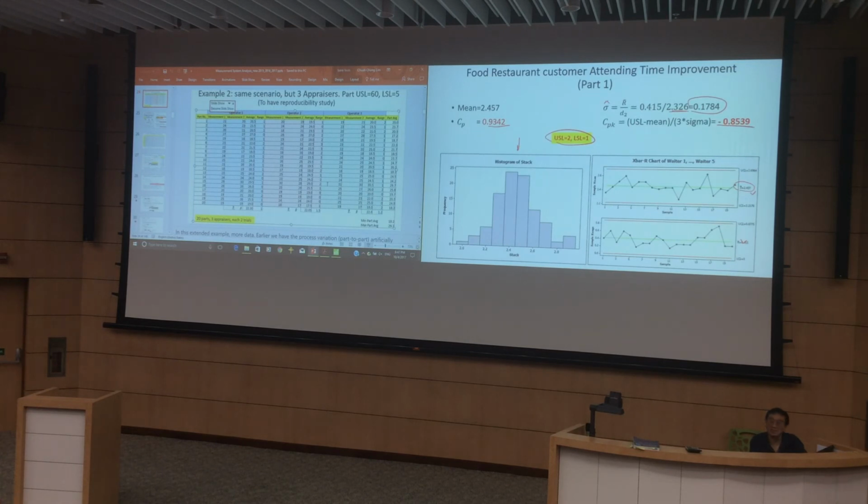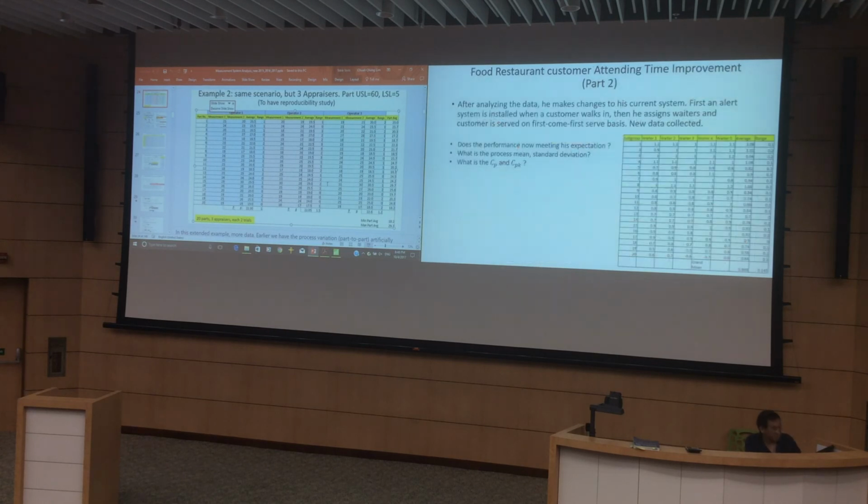So if your spec is at 2 minutes, upper limit, it's no good, right? Even though it's in control with the natural variation, it's controlled there, it's no good. So what I do is, you say that it's no good, so you say set an alarm system.